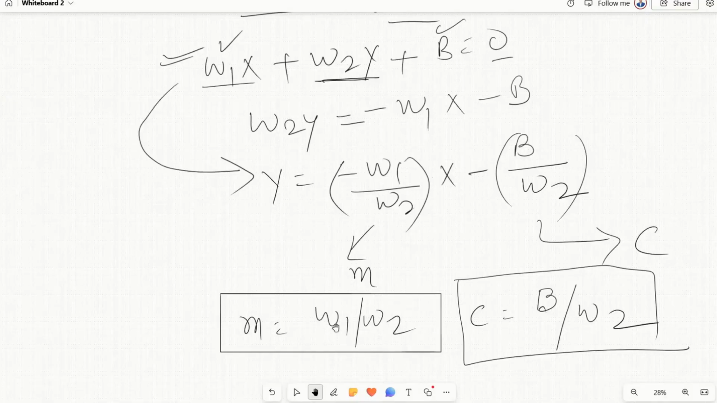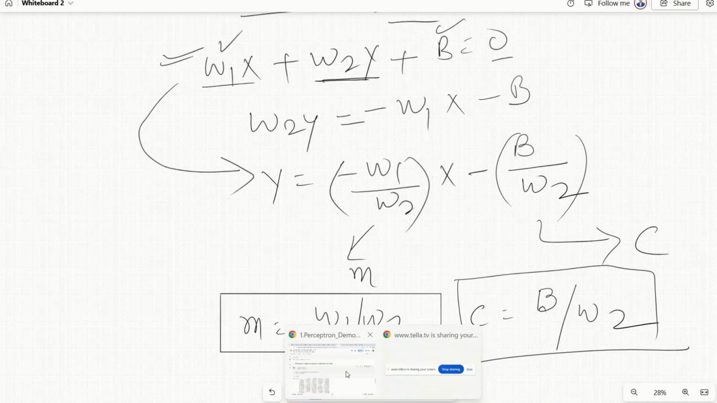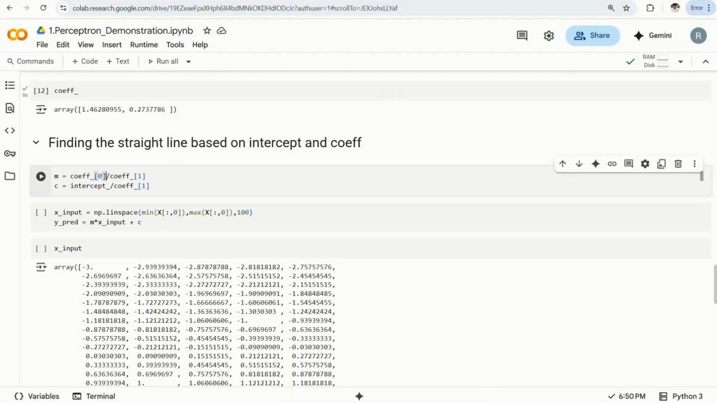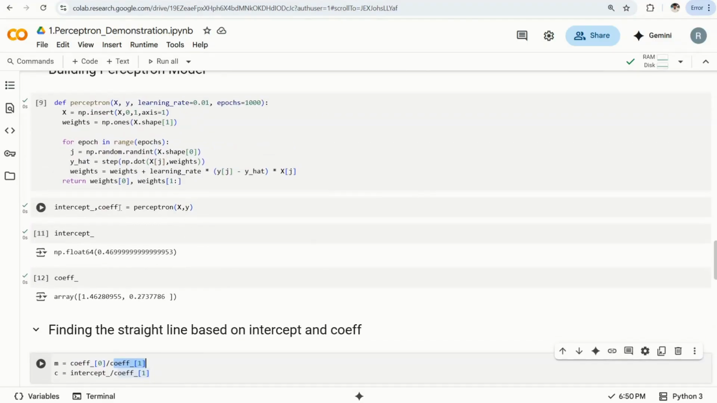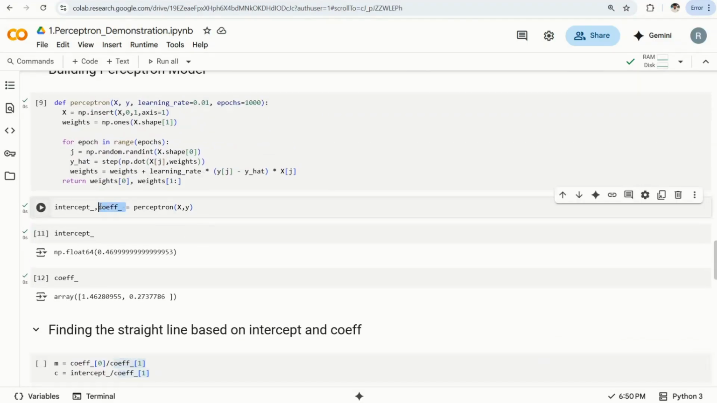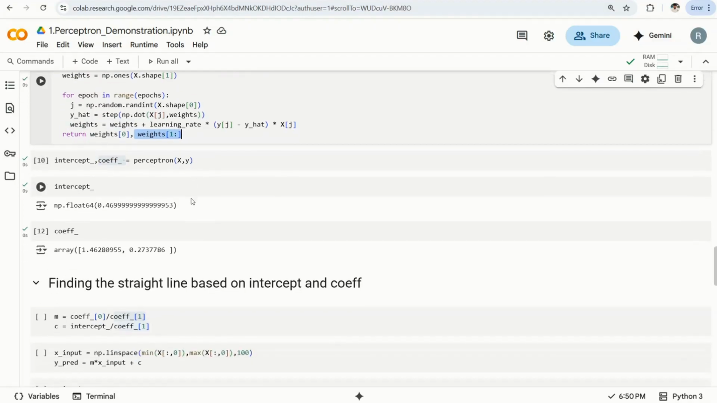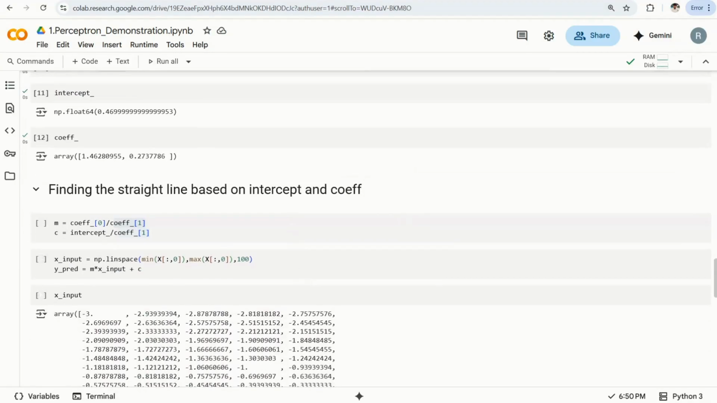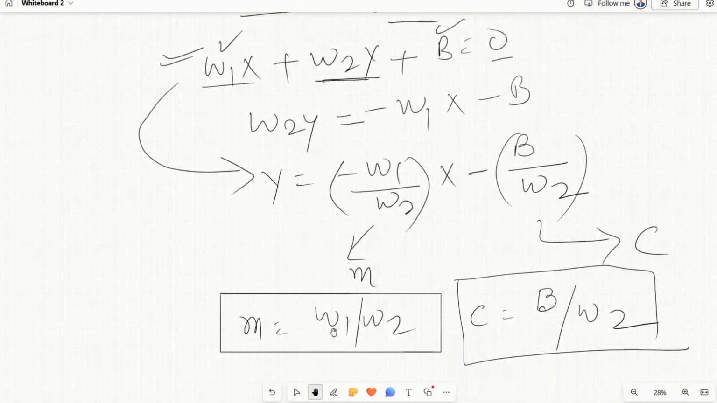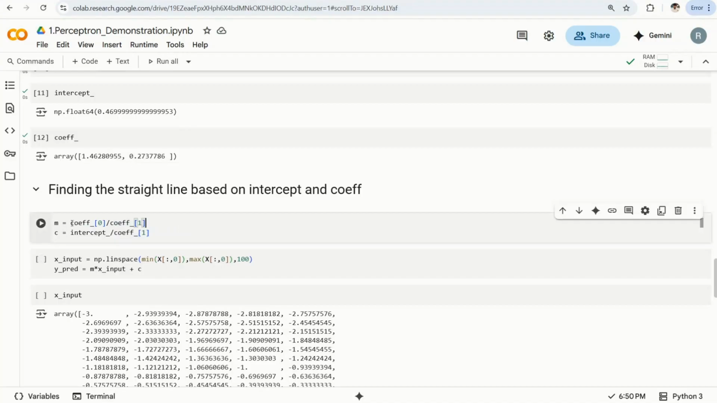Slope is equal to w1 by w2, the first coefficient by the second coefficient. That's what I'm doing here. This is my first coefficient and this is my second coefficient. The coefficient is nothing but an array, because it has two components, two elements. In order to find m, I need to get the first element and divide by the second element. So you can see that in m, coefficient 0, the first element, is divided by the second element. This will give me m.